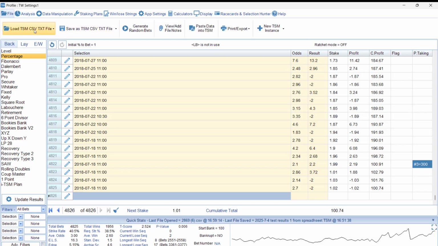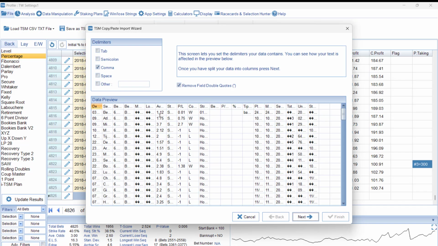Then back in TSM, we can import that. And you will see some funny columns. So these other columns we haven't cleaned up, and it can't read them well. But that doesn't matter because we just need the win-lose and the odds, for which we use the average odds column. That's all we need.